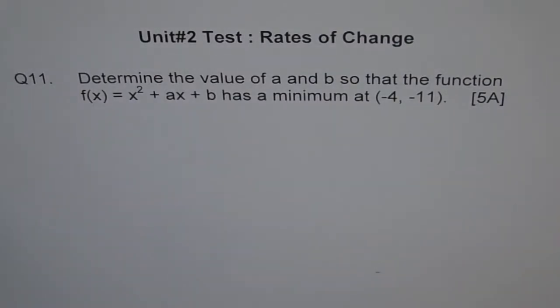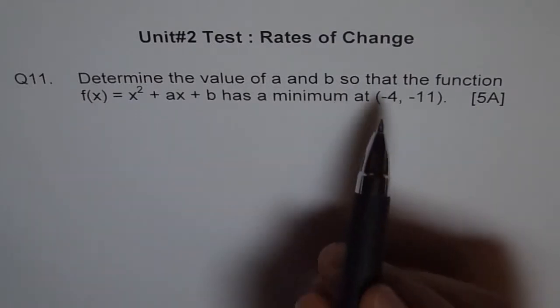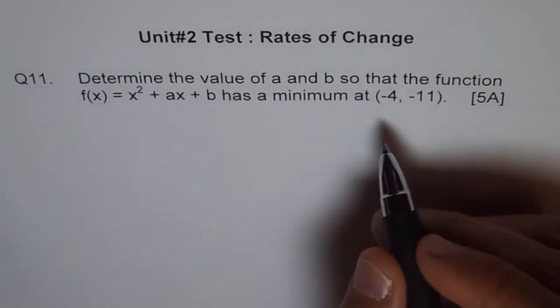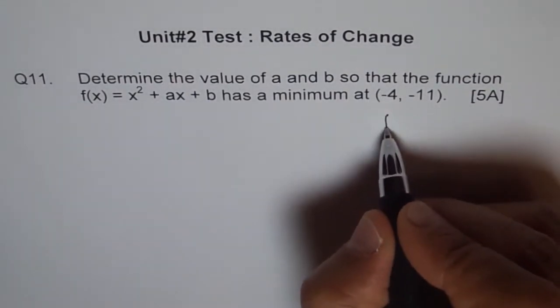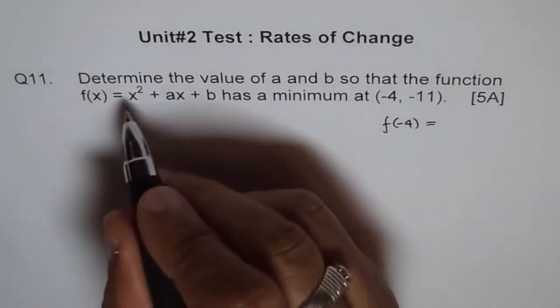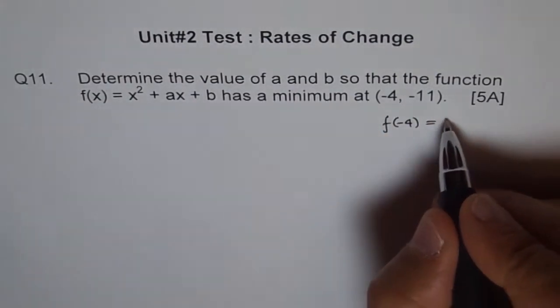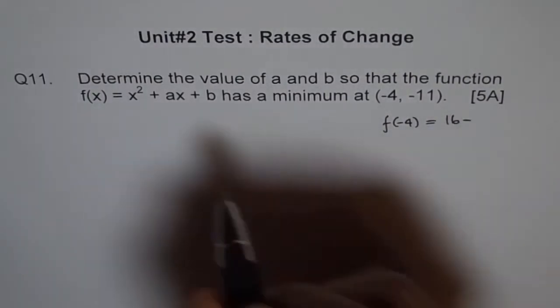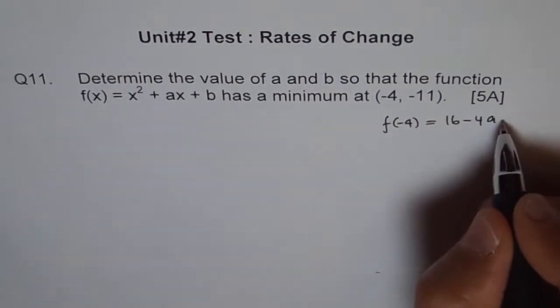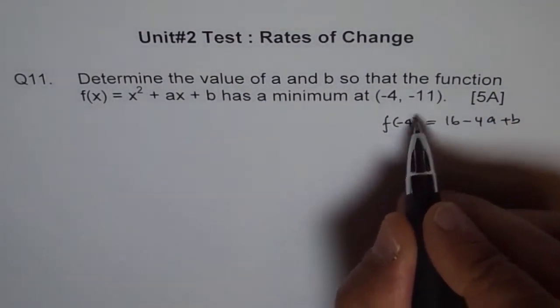Okay, so here we have two variables, and to solve for two variables we should always have two equations. One equation you can get straight away from the point, since the point is on the curve. So f of minus 4 equals, we'll put minus 4 here and calculate. Minus 4 squared is 16, and a times minus 4 becomes minus 4a plus b, right? And f of minus 4 is minus 11.